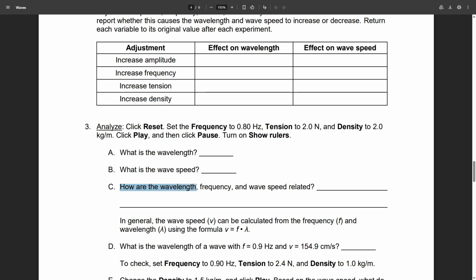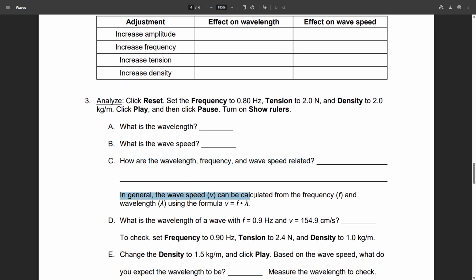How are the wavelength, frequency, and wave speed related? Answer that question. You want to say that wave speed equals or doesn't equal or is somehow related to wavelength. In general, wave speed can be calculated from the frequency f and wavelength from the formula V equals f times, I believe that's delta, that symbol, I could be wrong, but wavelength.